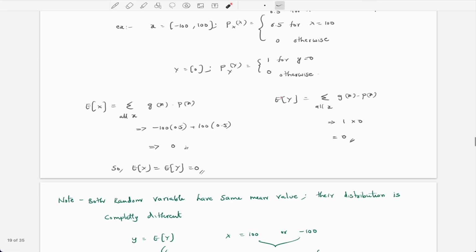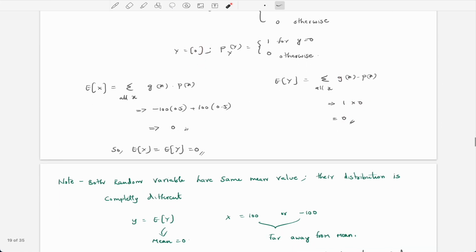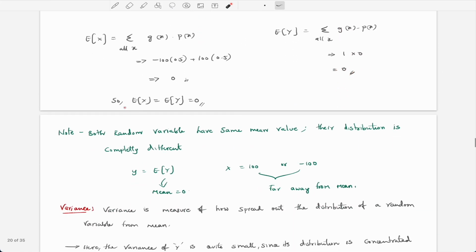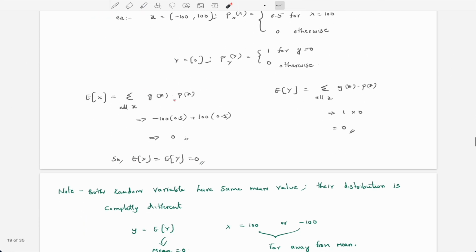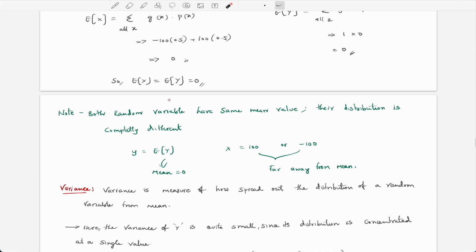And if we do the same for the expectation of y, which is also equal to the summation of g of x times p of x, where g of x means the value is 0. So we just simply have 1 into 0, which is 0, meaning the expectation of x and the expectation of y are both equal to 0. Then we can say that the expectation is accepted, right? So this is the concept of expectation.